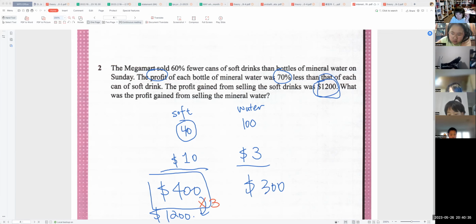Very good, Ethan. Very good. I know you that. You know that. Wait, what? 好了，那这边乘以3，这边怎么样？也乘以3，不就完了吗？What is the profit gain from selling the mineral water? 900. Get it? 是不是跟前面一样的？我们还是用了前面简单的方法，using the ratio.